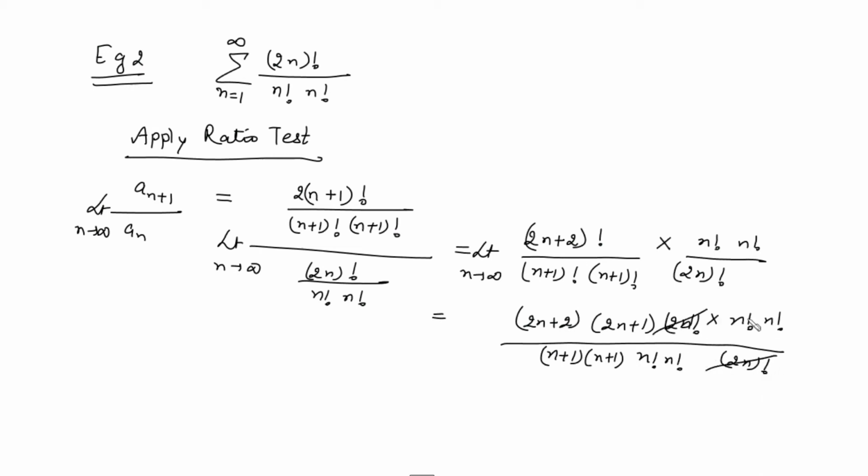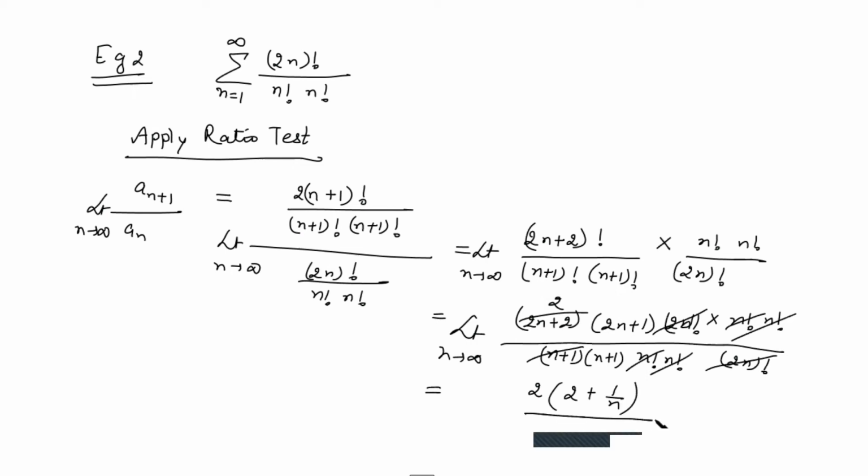So this cancels out, this cancels out. Now you find the limit. This cancels out with this, you are left with 2. So when you take the limit, you take n common. What will you have? You have this into n, this n cancels out. So this is 4, which is strictly greater than 1.